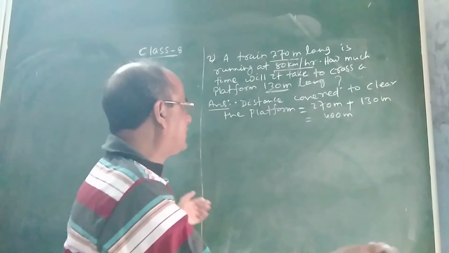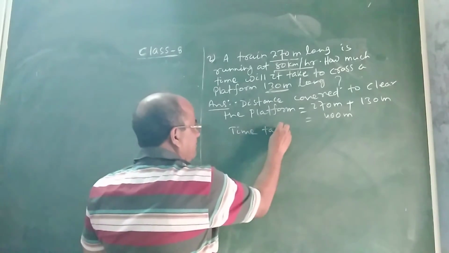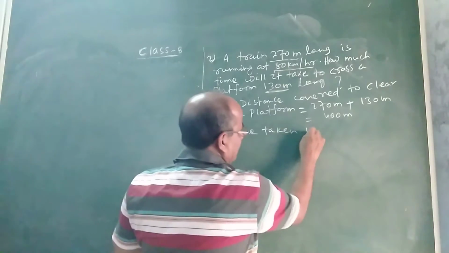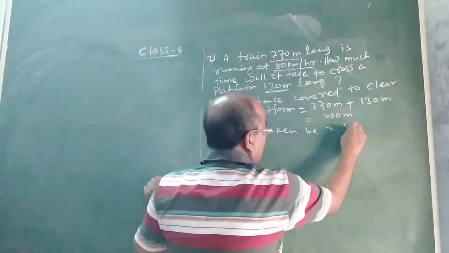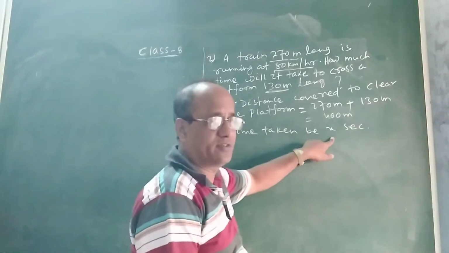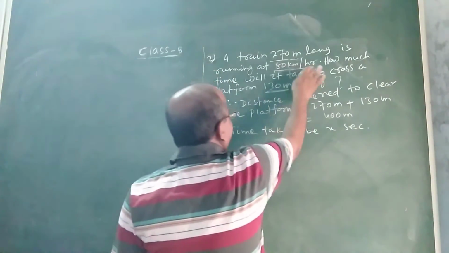And we do not know what the time taken is. Time taken we do not know. Let the time taken be x seconds, suppose. Suppose the time taken is x seconds. We have to find the value of x using the concept of variation. Okay. Then what else is given?